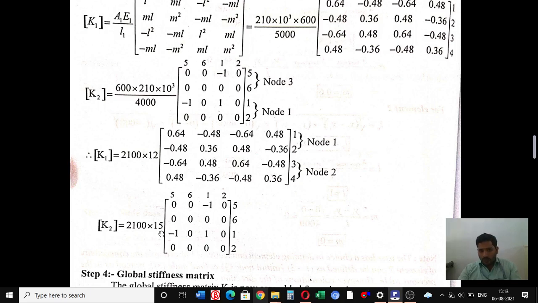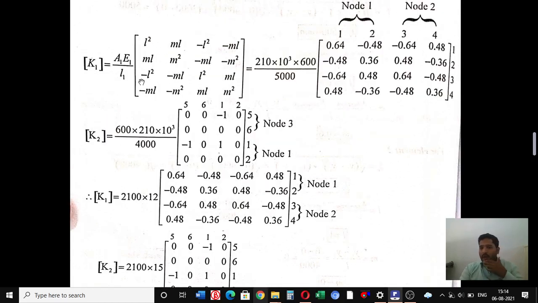2100 into 15. We are substituting in the same equation A2 E2 by L2. Then you will get this value 2100 into 15. Then you will get 0 0 minus 1 0 0 0 and minus 1 0 1 0 0 0 0 and 0. Then how to write? That is the most important here. Don't be confused here. This K1 value already we got, the value is how much? 2100 into 12. Clear? So this 1 and 2 it is considered as node number 1.